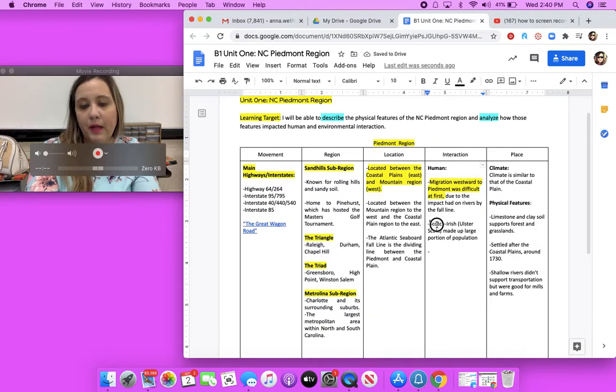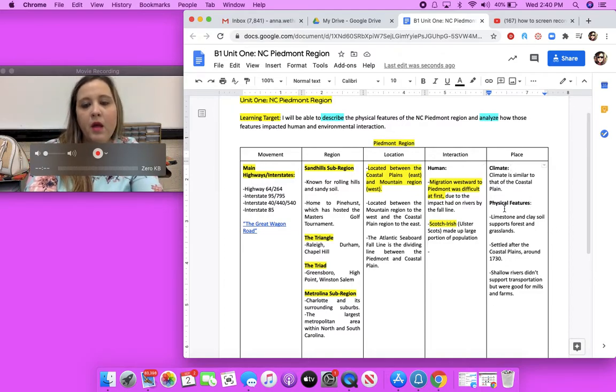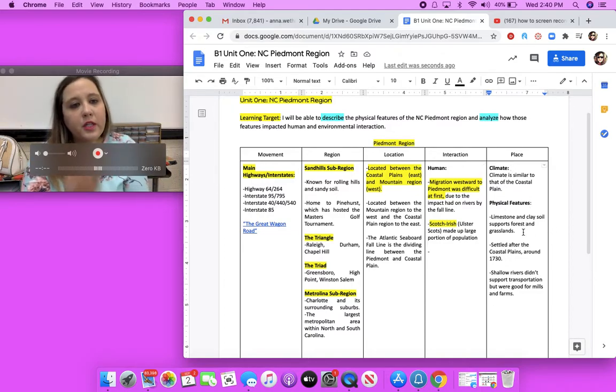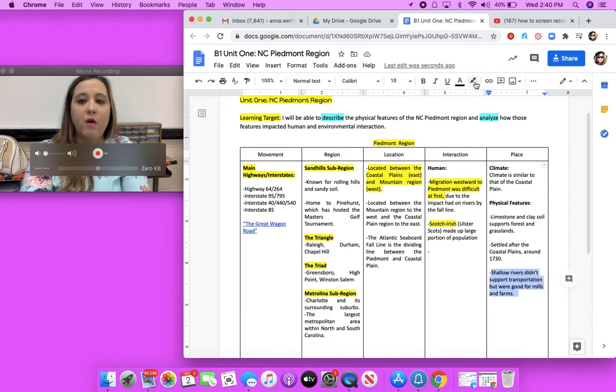It was primarily settled by the Scotch-Irish. Obviously, there are way more different types of cultures and ethnicities now, but we're talking about settlement time. And forest and grasslands, that's more on the western side of the Piedmont. Settled after the coastal plains, we know that, and shallow rivers did not support transportation but were good for mills and farms.